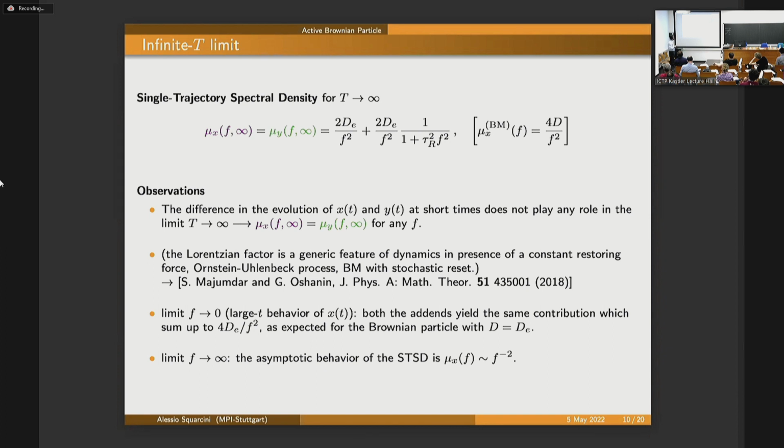And if you take, for instance, the limit of f going to 0, so zero frequency, you are capturing the late time behavior. This goes away. The two sum up to the same quantity, and you get the standard Brownian motion result. So in a sense, as I told you, it becomes a Brownian motion at late times. And of course, for large frequencies, you still have this behavior, again similar to the Brownian motion, but with a different prefactor.